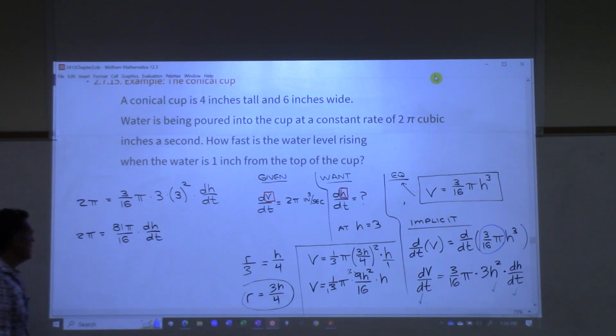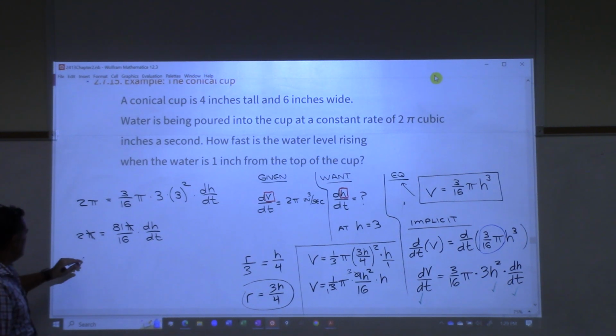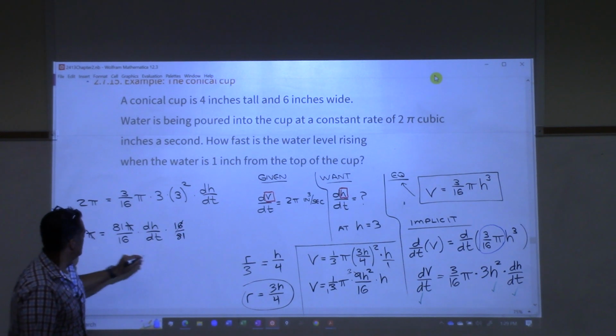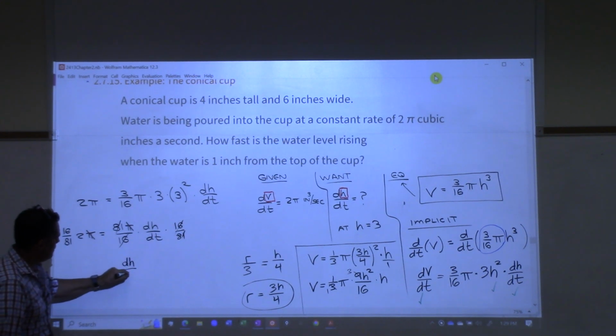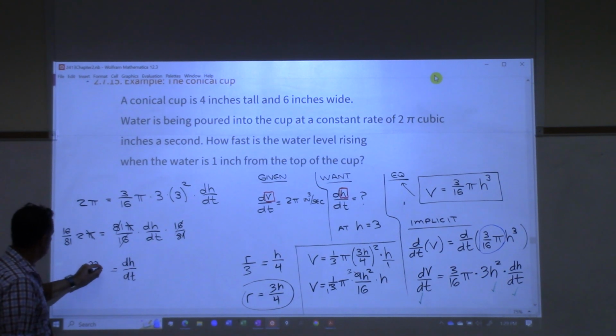And then, right now, this is something I see real quick. I could just divide both sides by π. That's real nice because the π will go away, right? Divide both sides by π. And then multiply both sides by the reciprocal, right? Just multiply this by 16 over 81. Do the same thing over here, 16 over 81. The 16s cancel, the 81s cancel. And so the right side is dH/dt, and the left side is 32 over 81.